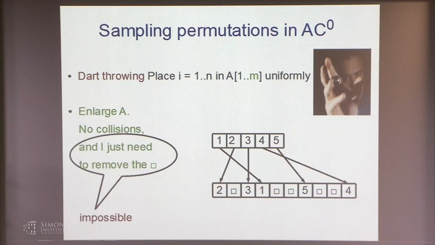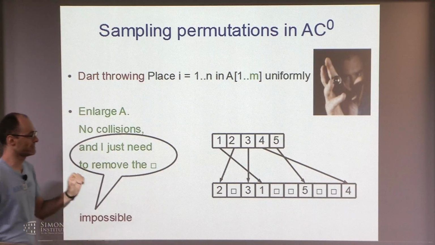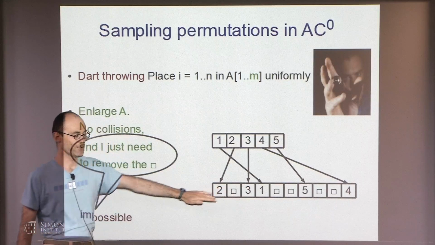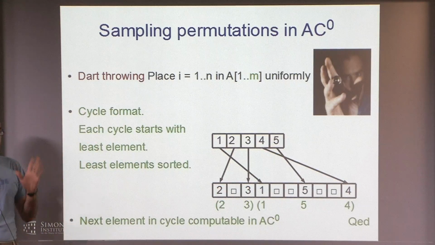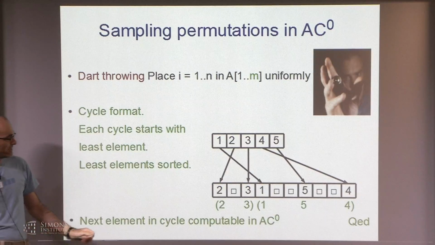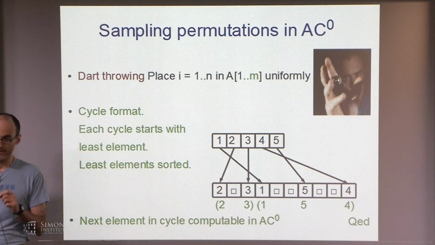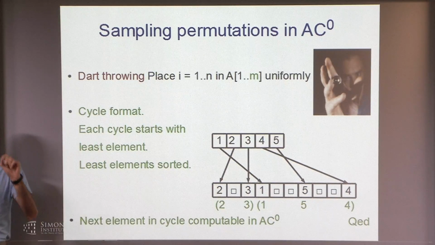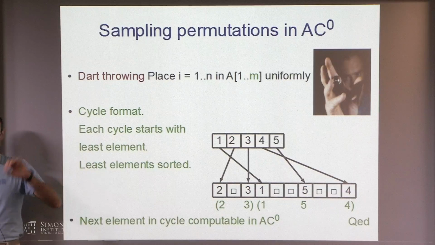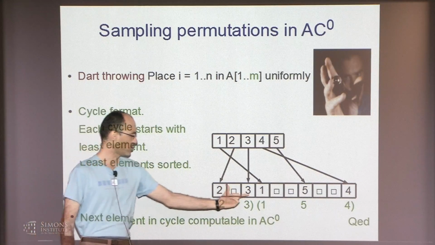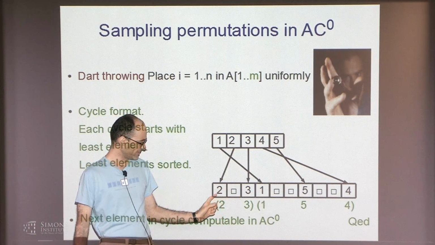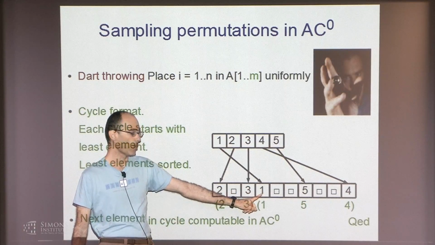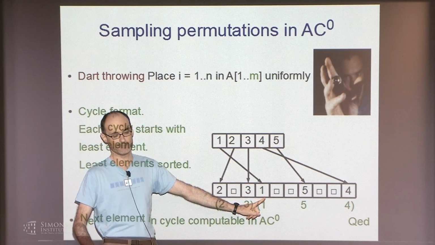I find this really fascinating. I'm going to throw darts in exactly the same way as I described, but I'm going to think of the permutation in cycle format. The cycle format is the familiar one, and the cycles are going to be written in a specific way. Each cycle starts with the least element in the cycle, and the cycles are sorted by their least elements. So here I have 2, 3, so 2 will be the least element, so I know that the cycle is 2, 3. Then I have 1, so this has to be the next cycle.